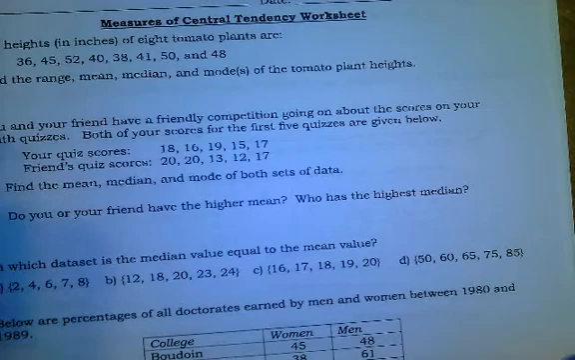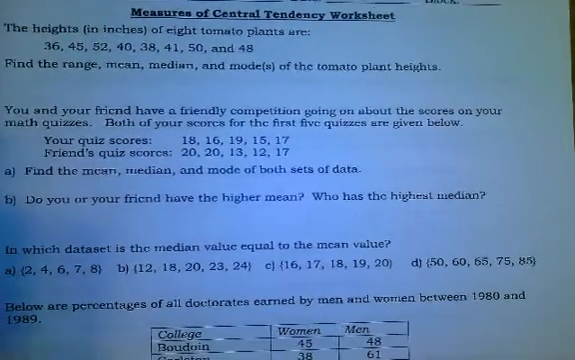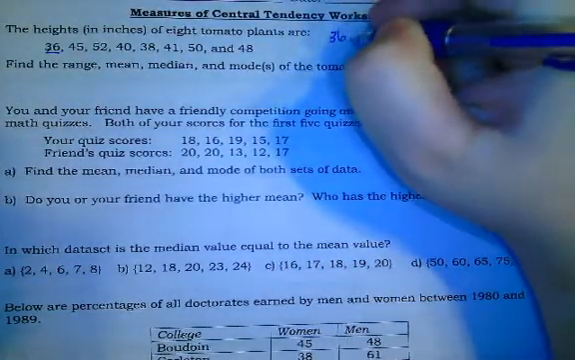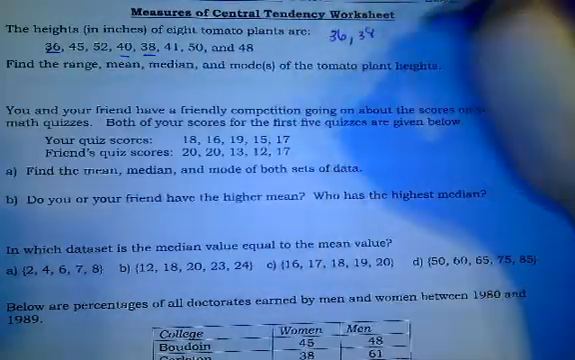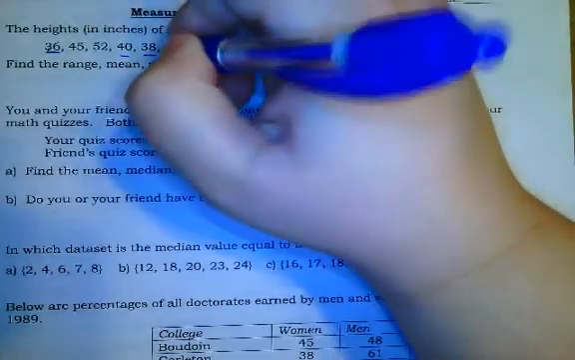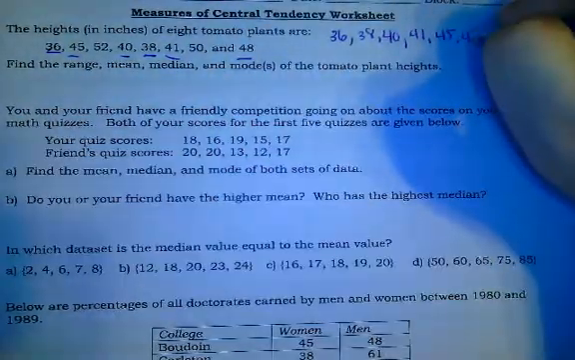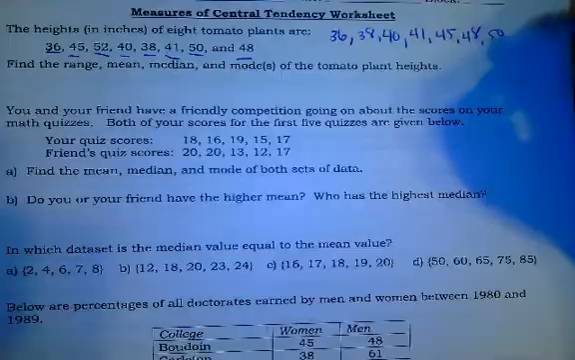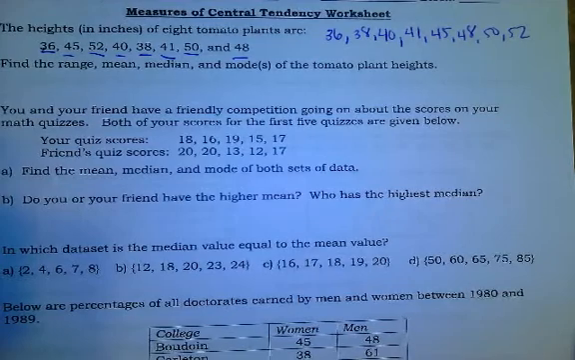Okay. Before you even start, you should always write these in order. And as you can see, I'm not the greatest at writing in order, but we're going to try. So 36, 38, 40, 41, 45, 48, 50, and 52. And if you forget a number, don't stress about it. Just go back in and write it in. It's not the end of the world.